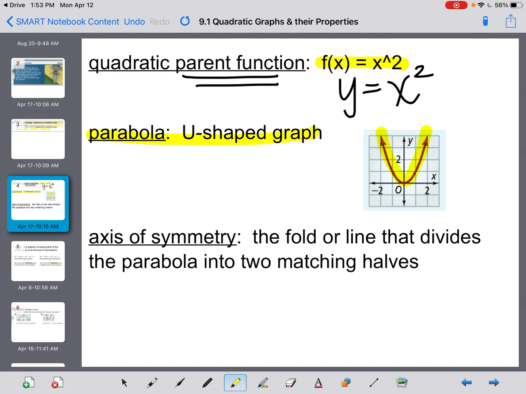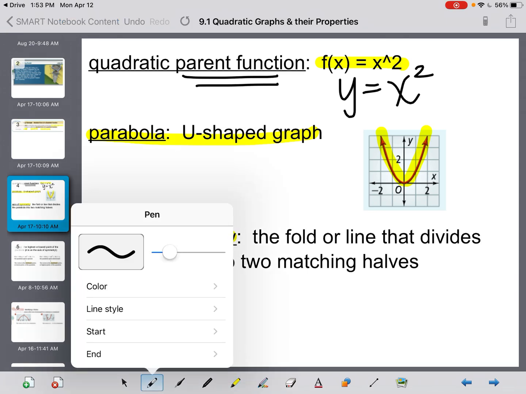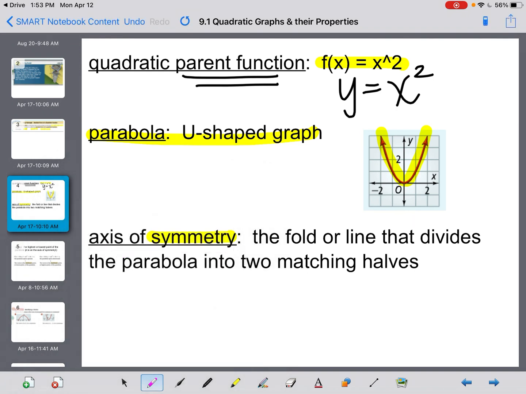And it has something called an axis of symmetry. If you remember from art way back, symmetry is when you could fold something in half and it was the same on both sides. That's exactly what they're talking about here. The axis of symmetry is the fold or the line that divides the parabola into two matching halves. In this picture, it happens to be the y-axis. It won't always be, but it will be a place where you can fold it so that it's the same on both sides.